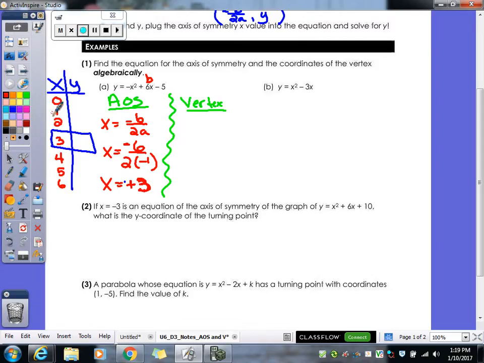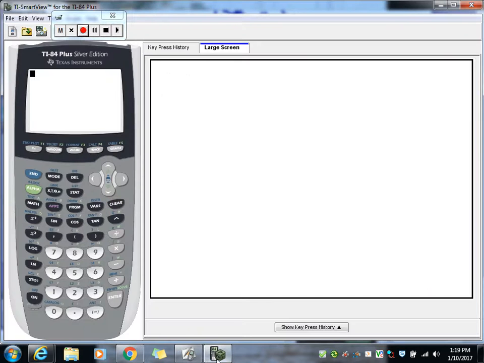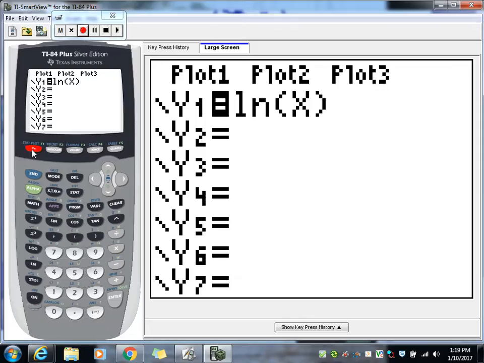Okay, so let's go look at it. Let's try that. Let's plug it in our calculator. Y equals negative x squared plus 6x minus 5. Y equals, I want everyone to do it.